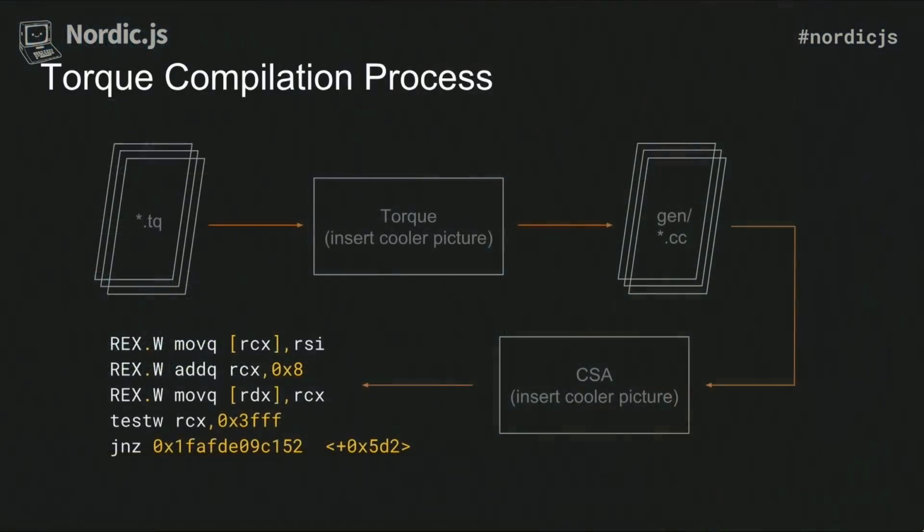So as I said, Torque compiles to CodeStubAssembler. I didn't get around to making a better picture for this, but basically we have all our Torque files, which are .tq, and then we turn them into CodeStubAssembler files using Torque, and then we turn that into assembly code using CodeStubAssembler.